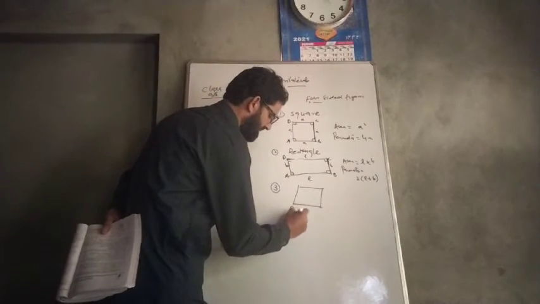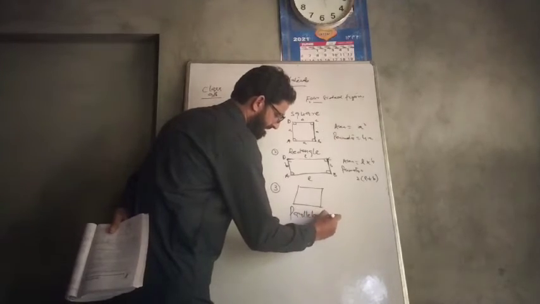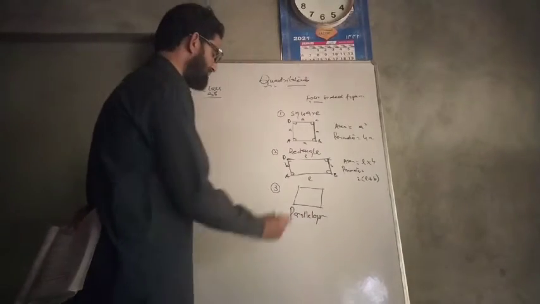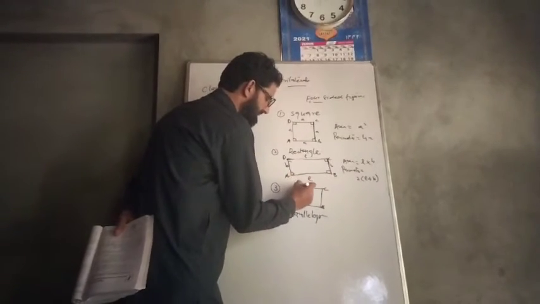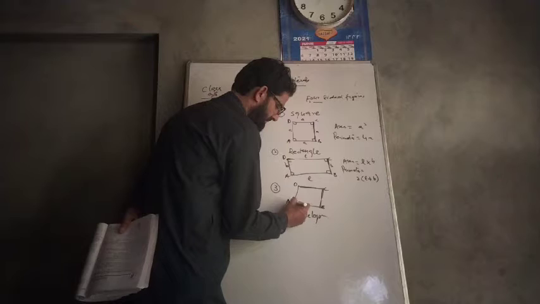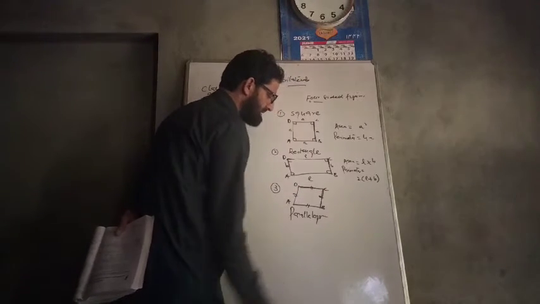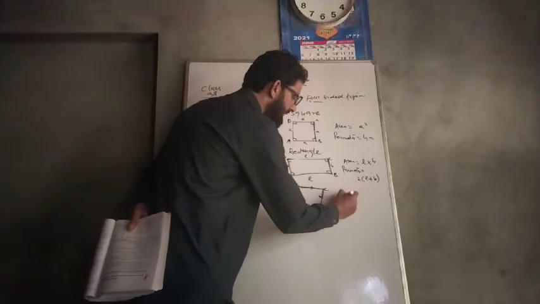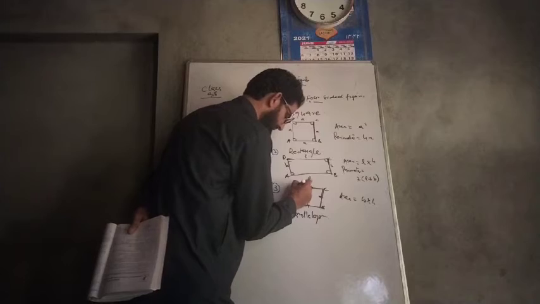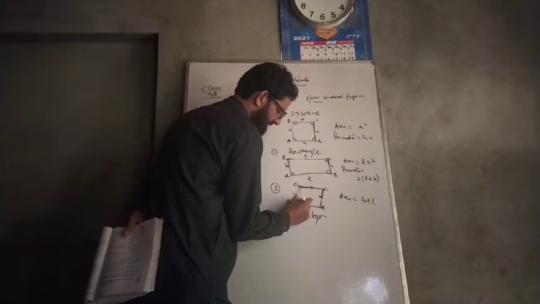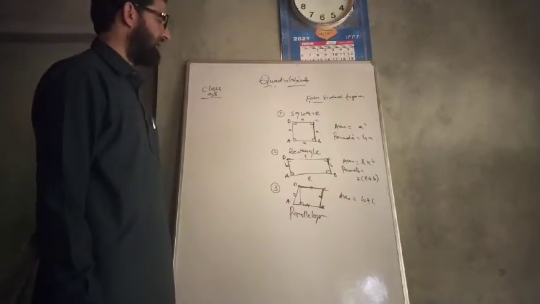A parallelogram has opposite sides equal. ABCD is a parallelogram. AB is equal to DC and AD is equal to BC. Its area is given by base into height. This is the height. This is the height. And AB is the base, and area is given by base into height.